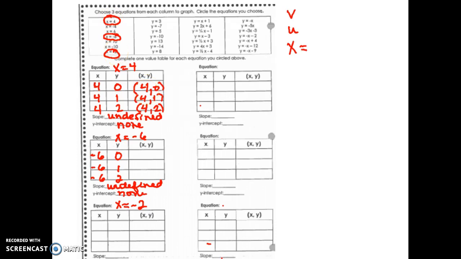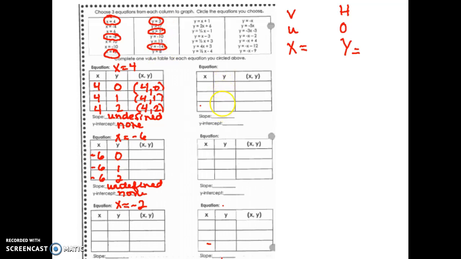Now my second column are my y values. So I'm going to think of HOY, so instead of VUX, we have HOY because y equals. So I know I'm making a horizontal line. I'm going to circle y is equal to 3, and then I'm going to pick the next one, y is equal to 5, and then I picked y is equal to -14.